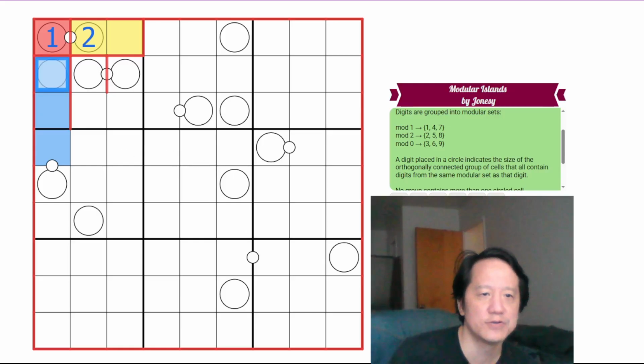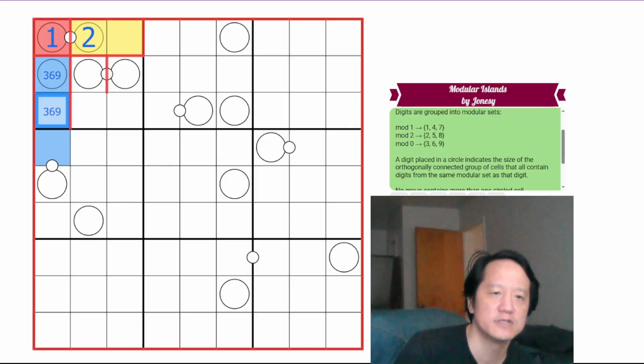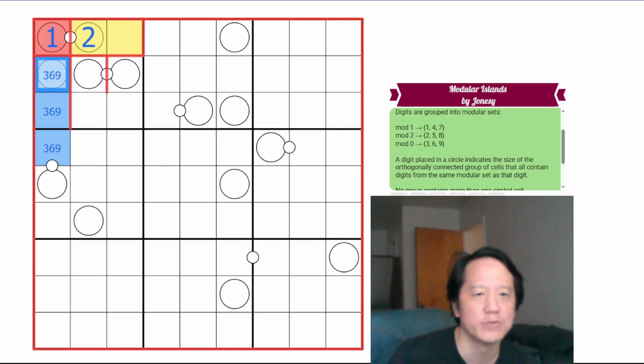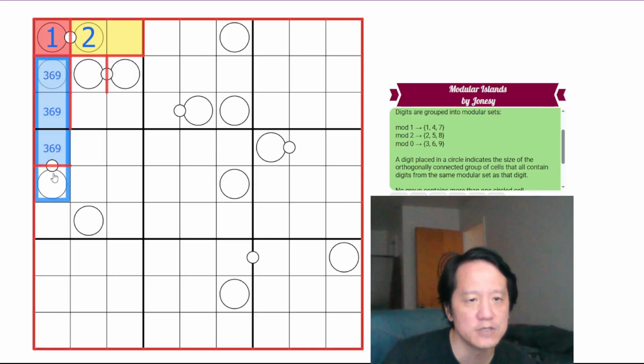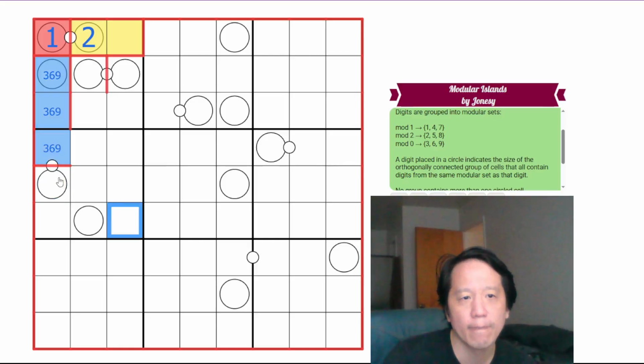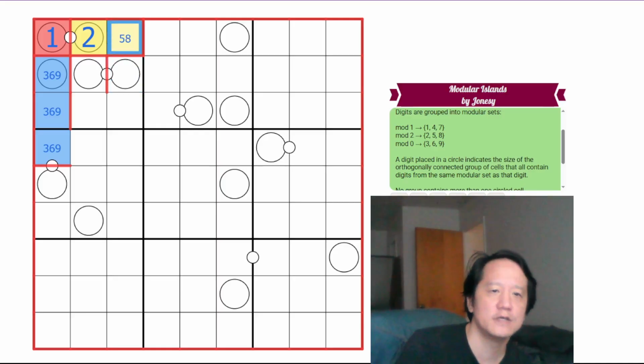So this is either 3, 6, or 9. So we have 3, 6, and 9 because those are the 0 mod 3 sets. This has to be a different set because we already have all 3 of the 0 mod 3 sets in column 1. This is 5 or 8 here.